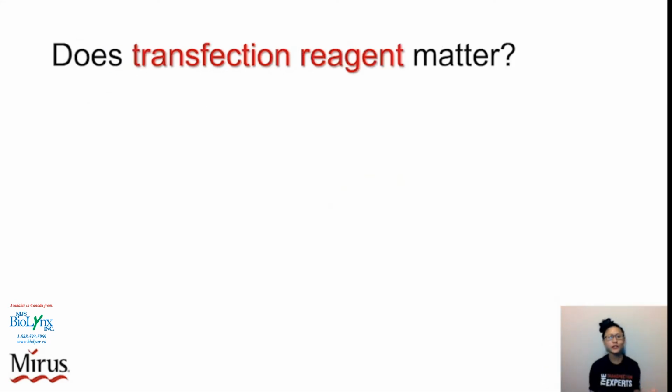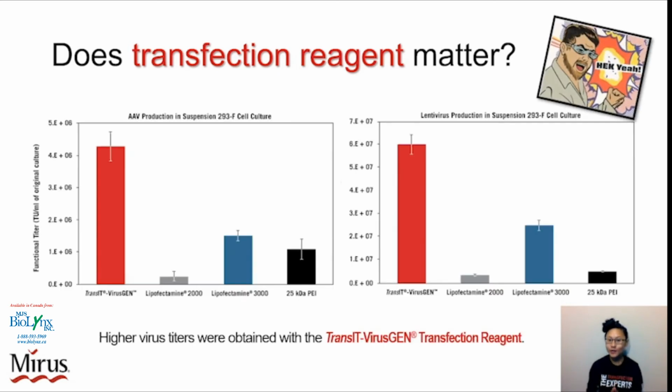How about transfection reagent formulation? Does it matter which reagent you use? You know the drill. Yes, it does matter. Shown here are adeno-associated and lentivirus titers from transient transfection using Transit virus gen, the red bars, or other commercially available reagents. As you can see, highest titers were obtained using Transit virus gen. That might seem like a gratuitous plug for the Mirus brand, but even within the Mirus catalog, there are reagents that perform better than other Mirus reagents, and it really depends on the circumstance.